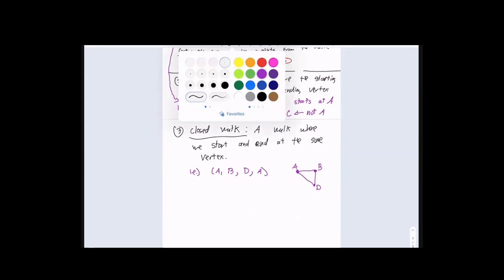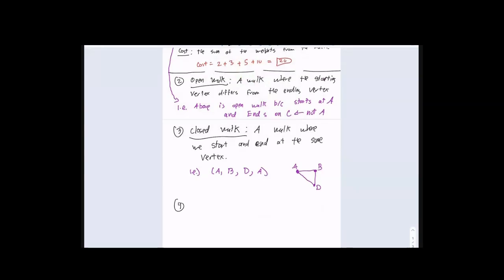Four, a circuit. Those of you who follow physics, a circuit is exactly kind of what a circuit is. Or sorry, I'm actually missing one. Before we get to circuit, I need to do the next one. Trail.